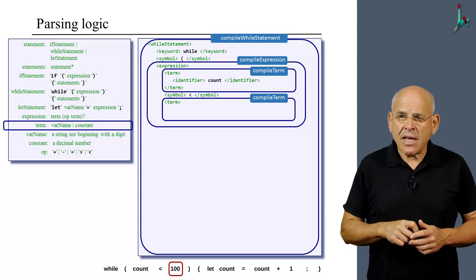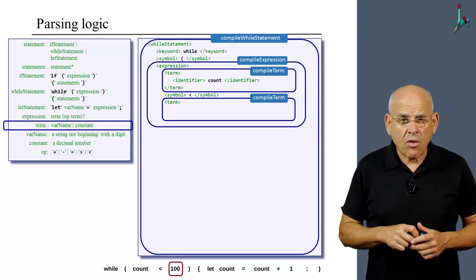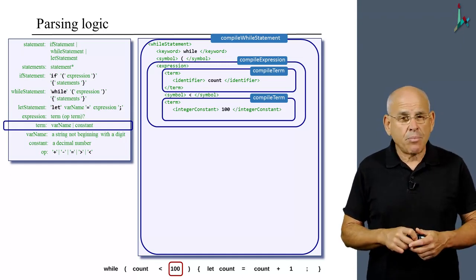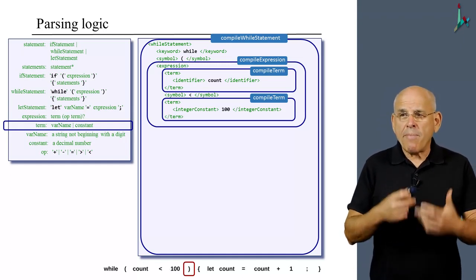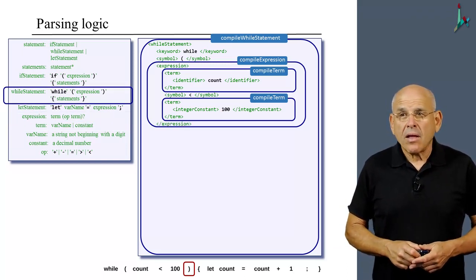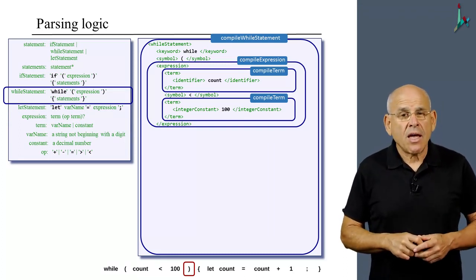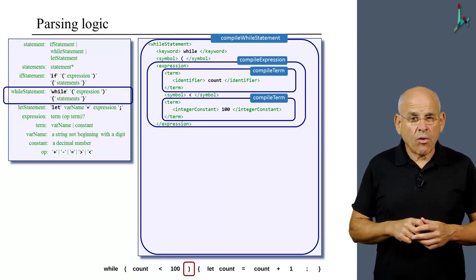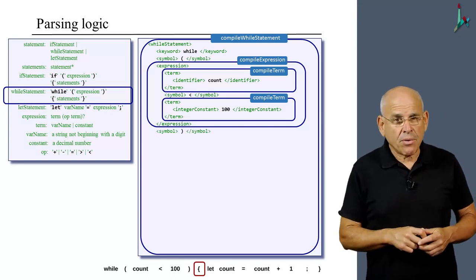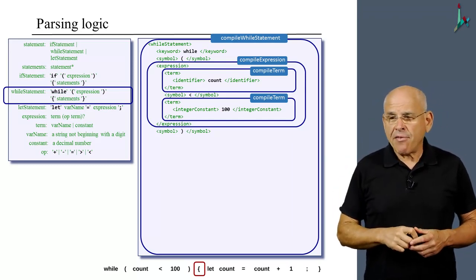And the logic of the term says you should now expect to see either a var name or a constant. Well, we look at the current token, and indeed we have a constant. So we record this constant, we advance the input, we are done with the term, we go back to the expression, we are done with the expression, and we go back to the while. So now we look at the right-hand side of the while, and it says you should expect to see a right parenthesis. We look at the current token, and indeed we have a right parenthesis. So we record it, advance the input, go back to the rule, and the rule says you should now expect to see a left curly bracket.